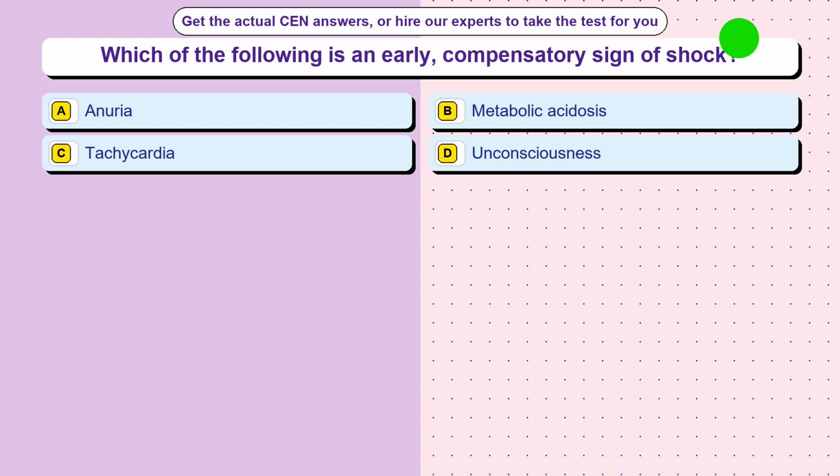Question 18. Which of the following is an early, compensatory sign of shock? Option A, anuria. Option B, metabolic acidosis. Option C, tachycardia. Option D, unconsciousness.